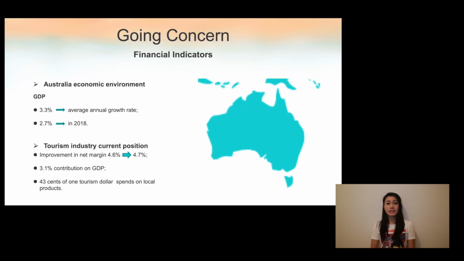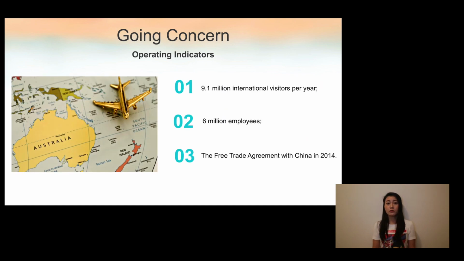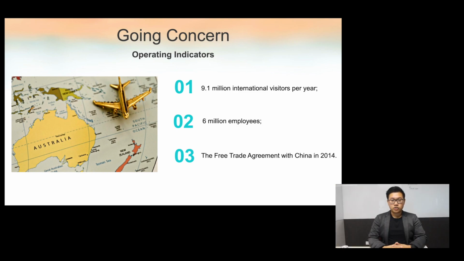The auditor's going concern assessment is significantly influenced by financial and operating indicators. Australia's GDP grew only 2.7% in 2018, which is below the average annual growth rate of 3.3% from 1960 until 2018. However, the tourism industry experienced an improvement in net margin from 4.6% in 2017 to 4.7% in 2018. It contributes 3.1% to the Australian GDP, and 43% of every tourism dollar is spent on local products. With 9.1 million international visitors per year, Australia's tourism industry employs over 6 million people. After China and Australia signed the free trade agreement in 2014, China has become the biggest source of inbound tourists. Therefore, with the decline of other market sectors like mining and construction, tourism could prevent the Australian economy from sliding into recession.